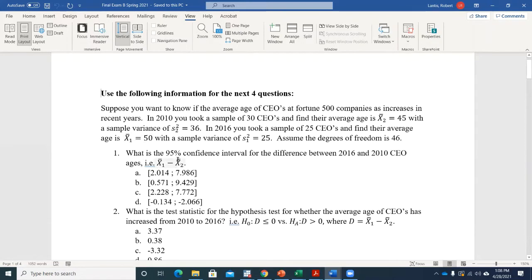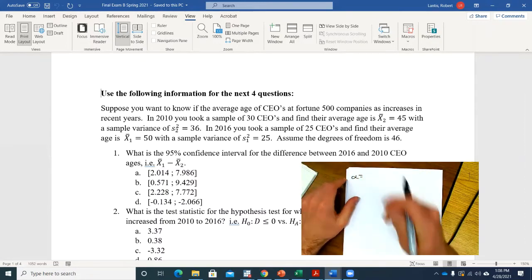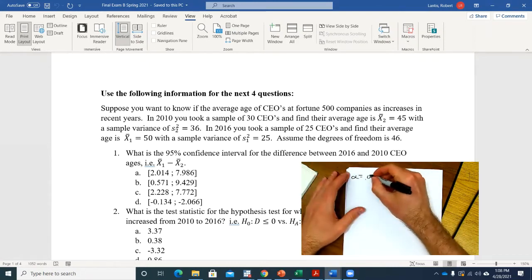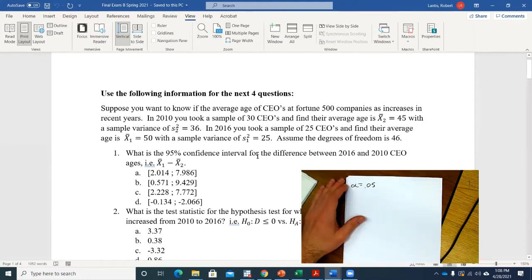So the very first question is asking, I want to build a 95% confidence interval. If I have a 95% confidence interval, my alpha should be what? Just the area outside my interval in decimal form, 0.05. Now, important here we note that we want the difference between 2016 and 2010, where group 1 is 2016, and group 2 is 2010, right? And I identify that up here in what I was giving you.